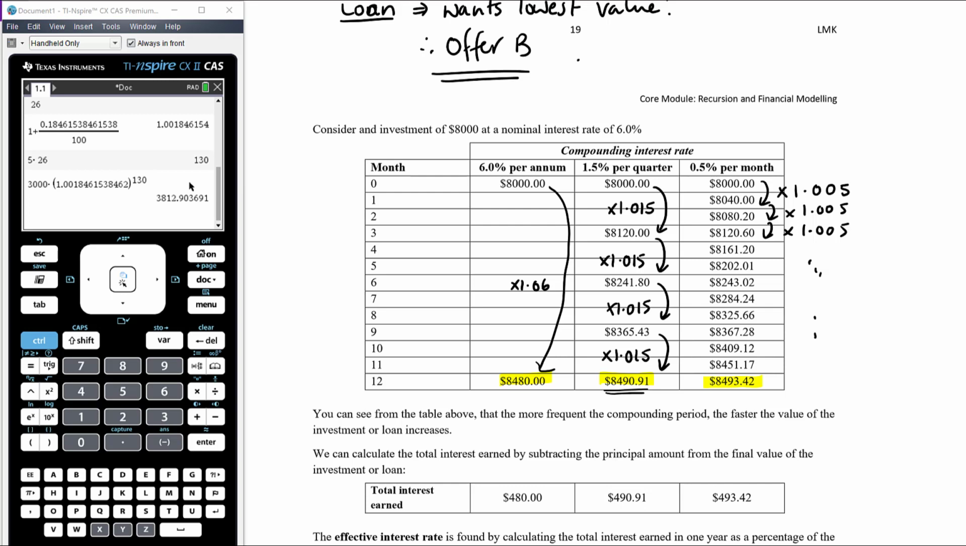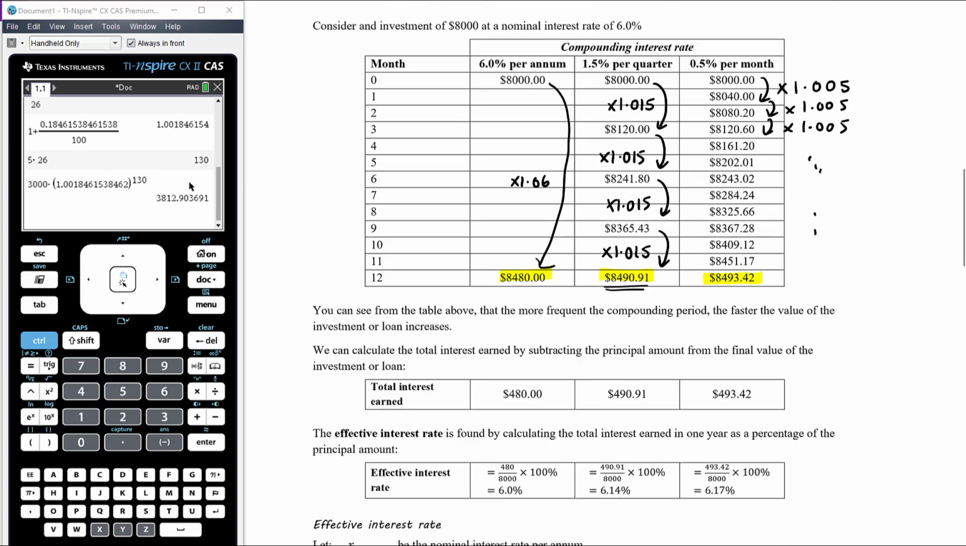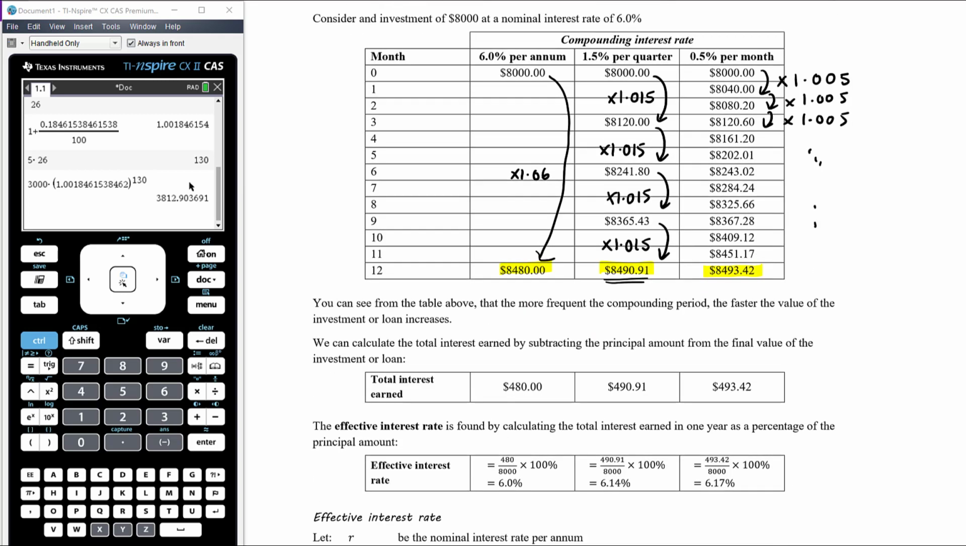What this means, though, is that if we only compounded it once, over the course of the year we earned 6% in interest. But compounding quarterly, we earned a bit more than 6% in interest, and the effective interest rate is that percentage. What percentage did we actually earn by doing it this way? And similarly, a bit more again for the monthly. So we can see from the table above that the more frequent the compounding period, the faster the value of the loan increases. We can calculate the total interest earned by subtracting the principal amount from the final value of the investment or the loan.